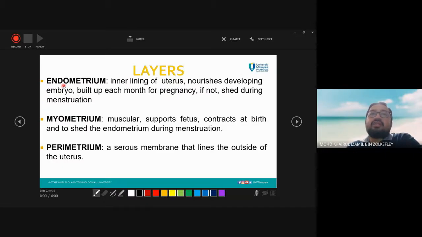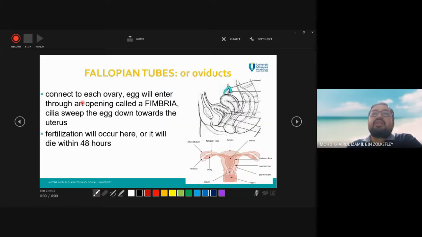Okay, layers of uterus, kita ada 3. First one is what we call as endometrium. It is the inner lining of uterus, nourishes developing embryo, built up each month for pregnancy, if not shed during menstruation. Just like I have explained before. Okay. Then we've got also myometrium, muscular, supports fetus, contracts at birth and to shed the endometrium during menstruation. And then perimetrium, a serous membrane that lines the outside of the uterus. Okay, so kita dah belajar berkenaan dengan vagina and then uterus.